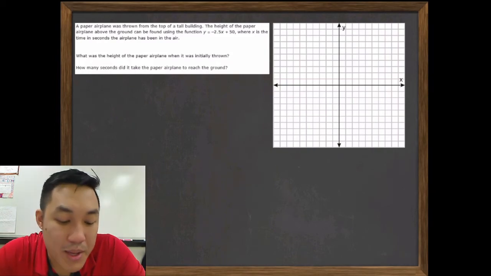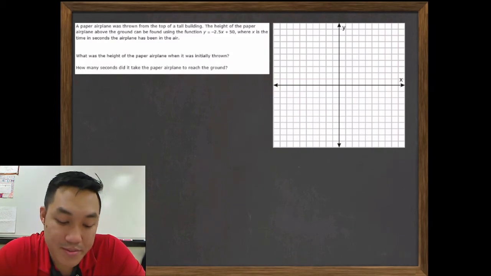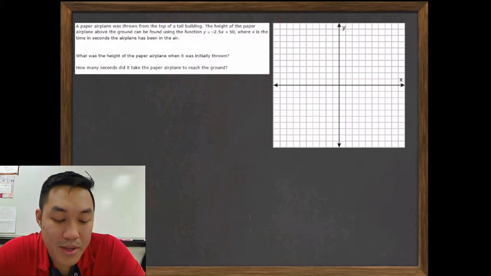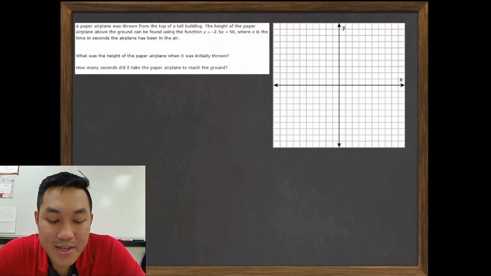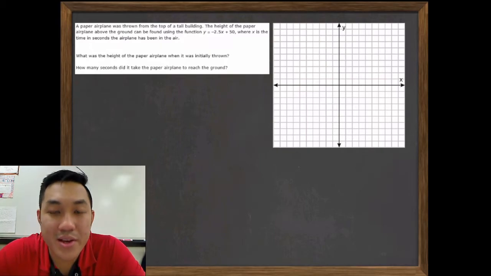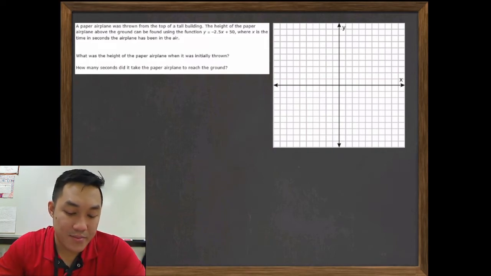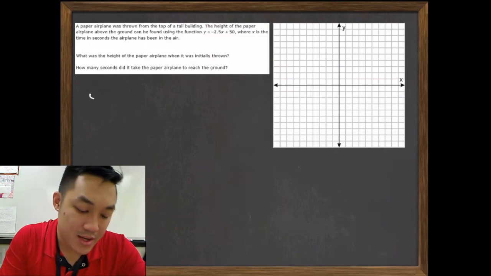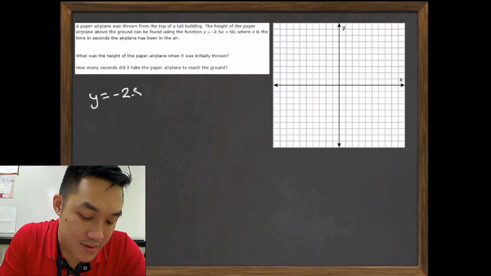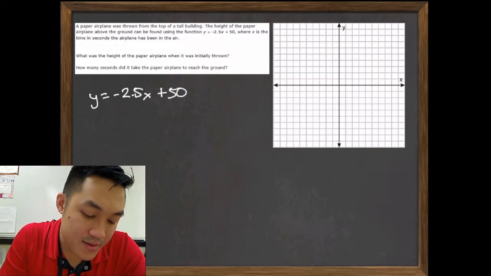Alright, so I've got a paper airplane was thrown from the top of a tall building. The height of the paper airplane above the ground can be found using the function y equals negative 2.5x plus 50, where x is the time in seconds the airplane has been in the air. What was the height of the paper airplane when it was initially thrown, and how many seconds did it take the paper airplane to reach the ground? Alright, so we've got an equation. This is actually in standard form. So let's look at the equation: y equals negative 2.5x plus 50.